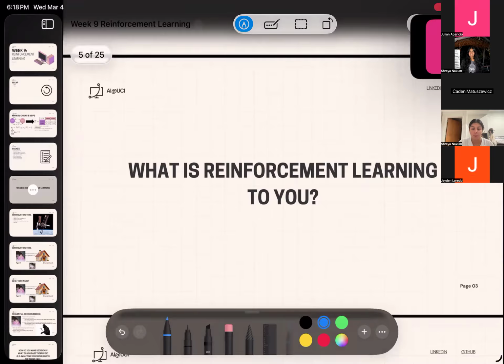So my first question for you guys is, what does reinforcement learning mean to you? When you think of the idea of reinforcement learning, what do you think of? Learning through reinforcement. AI getting better at the things it's already good at. Yeah. What are some examples of places where reinforcement learning is used? Video games. Video games, yes. Yeah, that's a really big one.